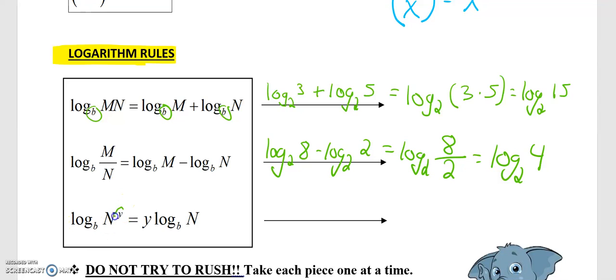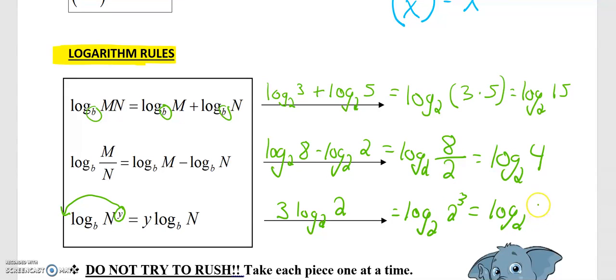And then the last one says that if I have log base b of n raised to another exponent, we're allowed to pull that exponent out front. Now this is a little different than the rules up top, but if we were to convert it, you kind of see how it all plays out. So I'm going to do it backwards. I'm going to do an example like 3 log base 2 of 2. I can rewrite that as log base 2 of 2 raised to the power of 3, which is the same as log base 2 of 8.